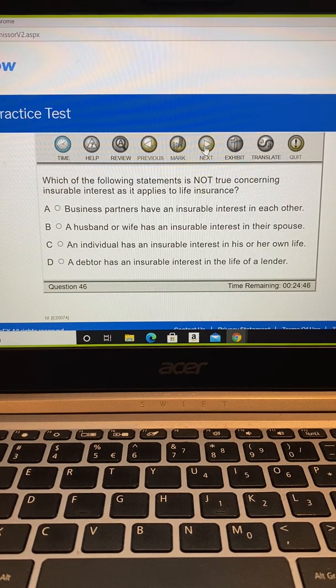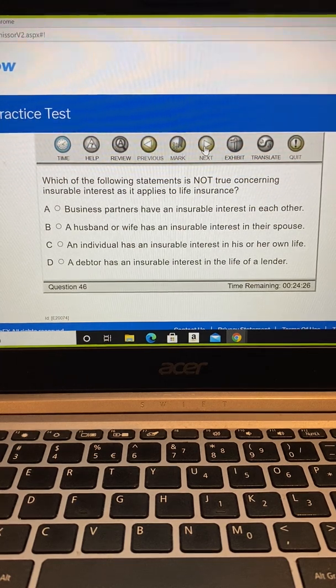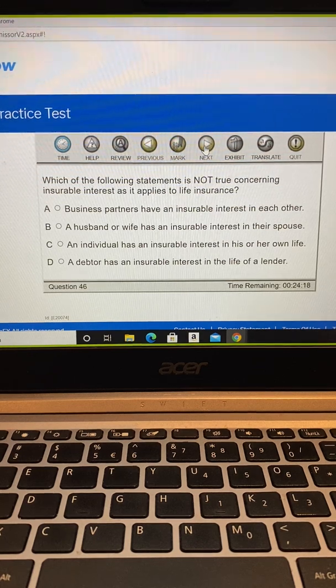All right. Which of the following statements is not true concerning insurable interest as it applies to life insurance? Business partners have an insurable interest in each other. That's true. Wife and husband have an insurable interest in their spouse. The individual has an insurable interest in his own life, I guess. This is a tricky question because I can see insurable interest in all of these, but I would have to go with C or D. I would pick C. Nope. D? The answer is D.